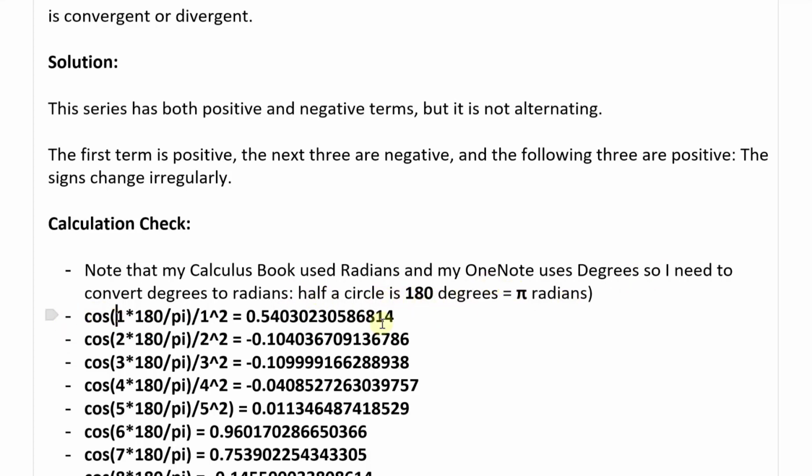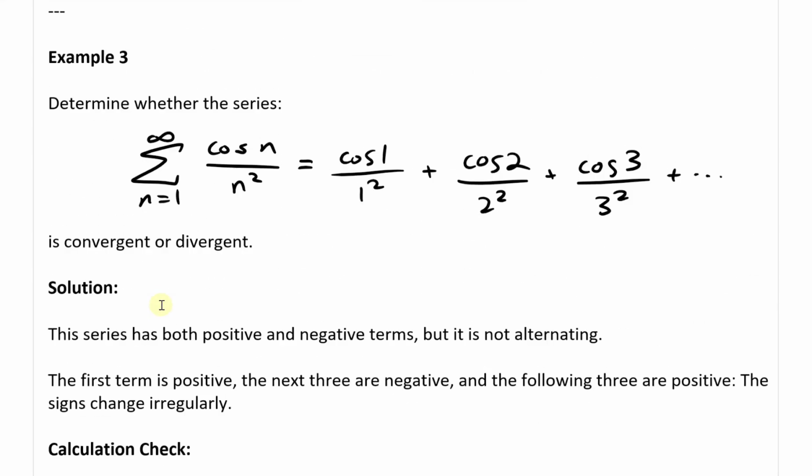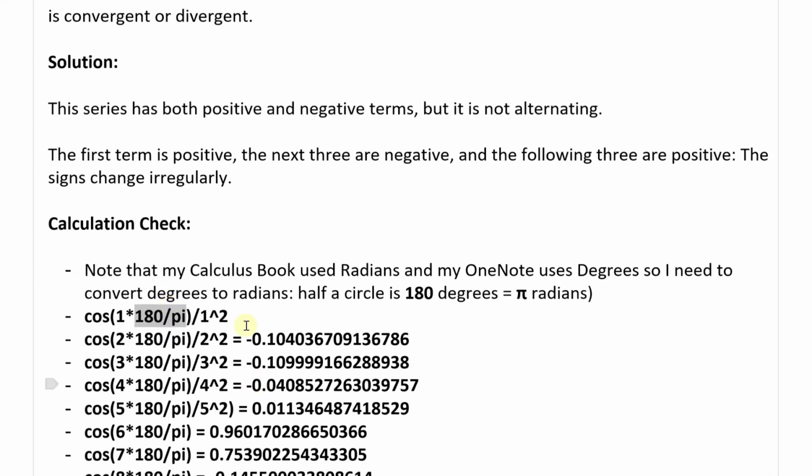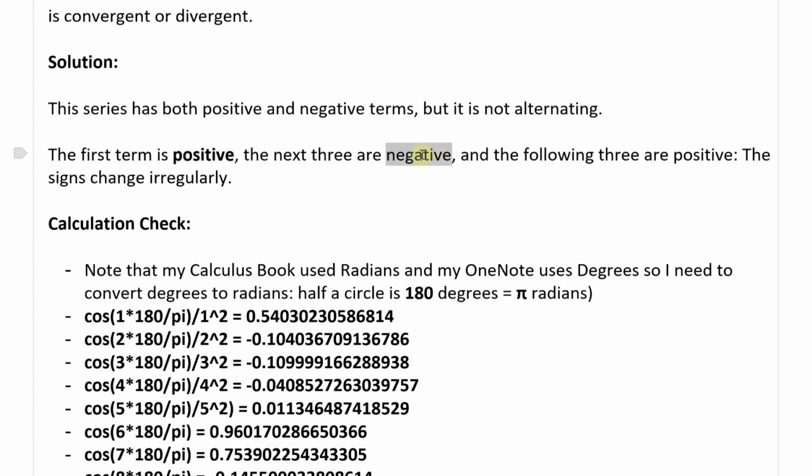If I put this calculation check in here as I've done in my earlier videos, I can just type it in the OneNote and it automatically calculates. So cosine of 1 times 180 degrees divided by pi radians. This converts the 1 radian to degrees, because OneNote uses degrees. Plugging that in and pressing equal, that's positive. So this is correct. The first term is positive, and then the next 3 are negative.